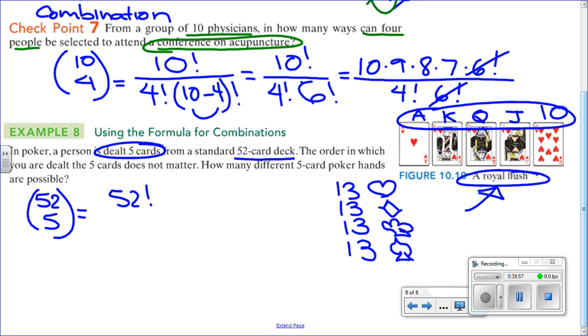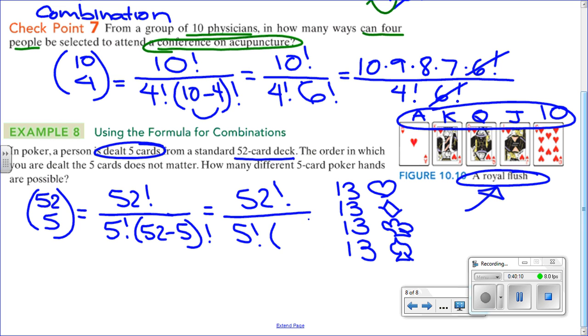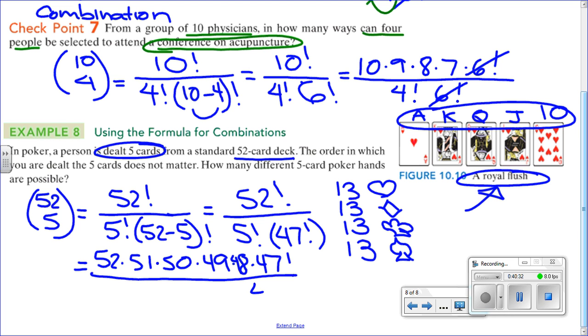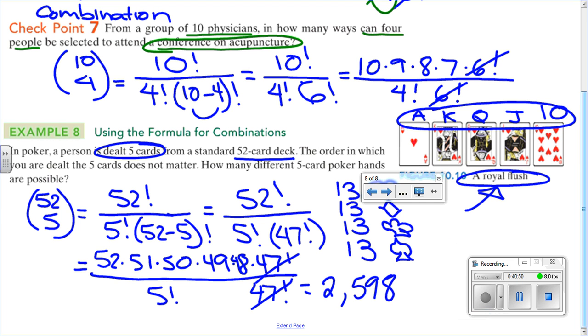And so here we're going to have 52 factorial over 5 factorial, and then we're going to have the subtraction 52 minus 5 factorial. And so this will turn into 52 factorial over 5 factorial, and 52 minus 5 is 47, so we'll have 47 factorial. So in this case, we can expand it this way: 52 times 51 times 50 times 49 times 48 times 47 factorial. I do that because I want to cancel it with the 47 factorial that I have here. However, I still have 5 factorial on the bottom. And so the answer for that will be 2,598,960, and that's the answer. So this concludes the video.